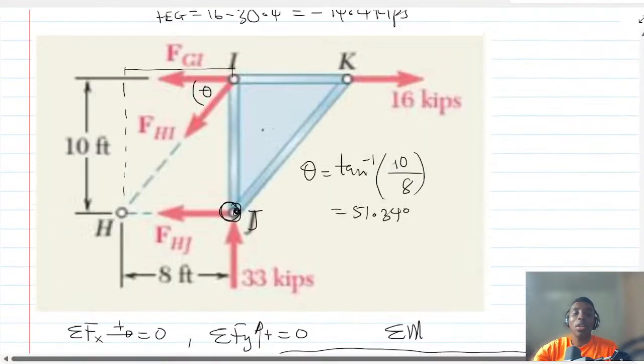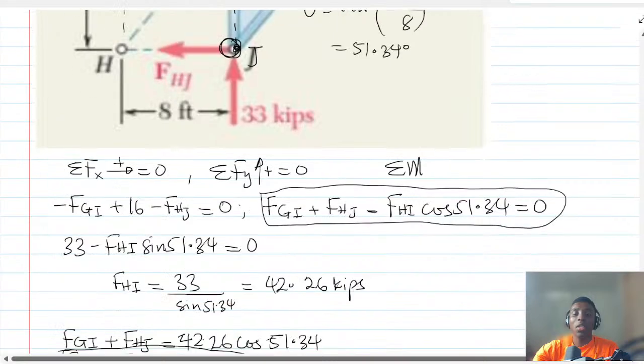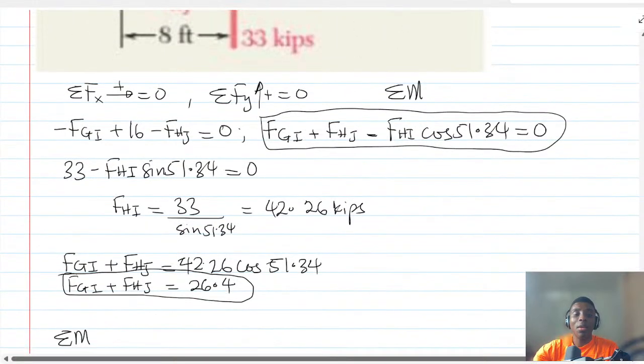So one thing that you also have to realize is that the y component of FHI will pass through J; the line of action will pass through J, so it will not give us any moment. But the x component will give us some moment. So this is FHI cos theta, FHI sin theta.